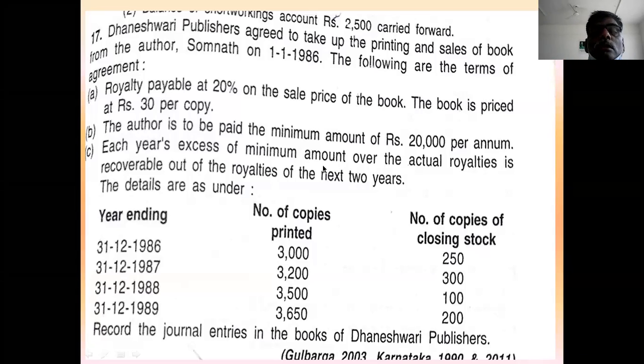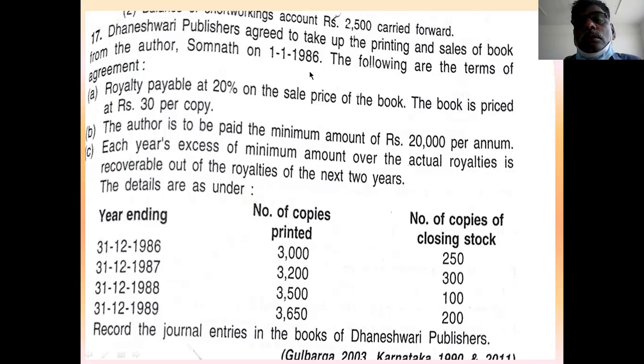So lessor is the author Somnath, and Daneshwari publishers are the lessee. They are publishers. Okay. They made agreement on 1/1/1986. Starting date of agreement is 1/1/1986. The following are the terms of agreement.